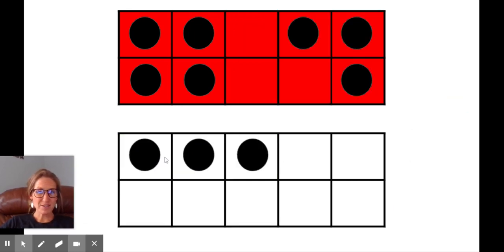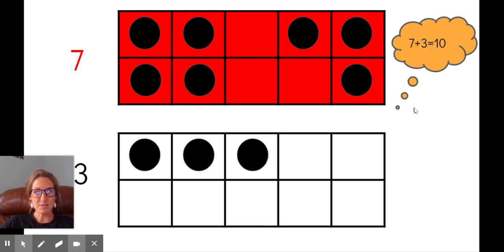Another way you could have done it is try to move these 3 dots up here in this little opening right here. And then what happens? It's magically full. So we know that 7 and 3 more is a 10. It's a full 10 frame. So 7 plus 3 is 10.